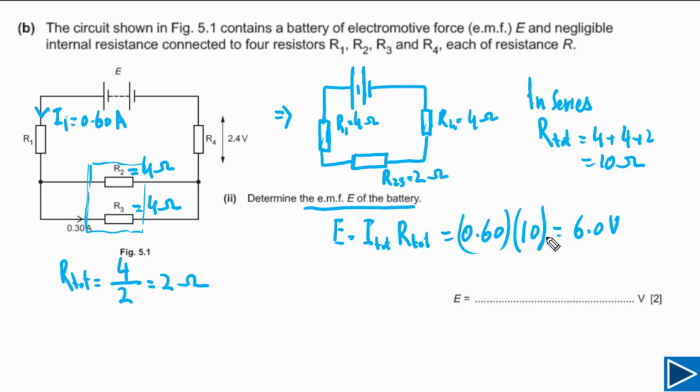This question has 2 marks, and the first mark is if you have calculated this total resistance, so this one will be the C mark, and the second mark is if you have got the right answer, and this one is the answer mark.